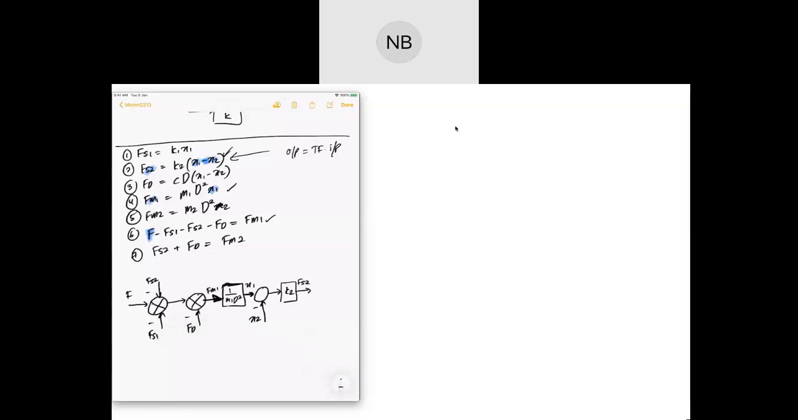Equation number 2, you've done it. So the next equation that has fs2 is equation number 7. Equation number 7 says fs2 plus fd equals fm2. These are all variables. It doesn't have parameters, so it doesn't have a transfer function. It will not have a block. It only has a summing point.